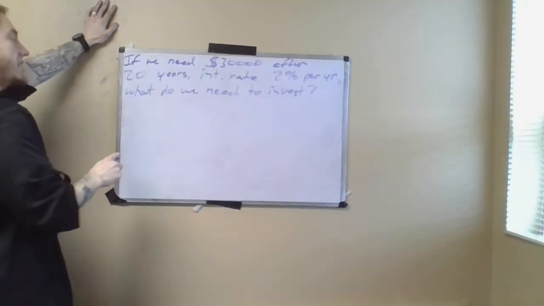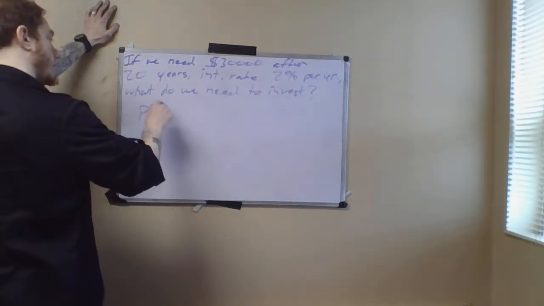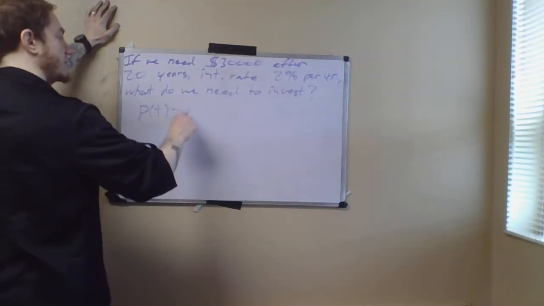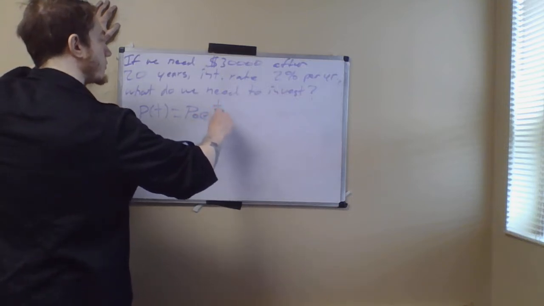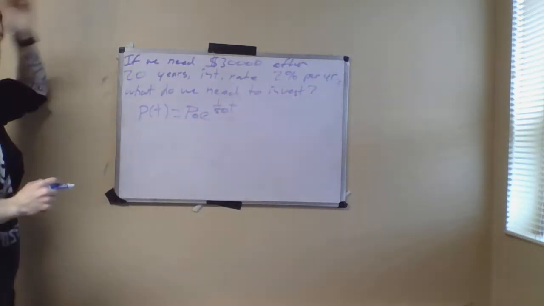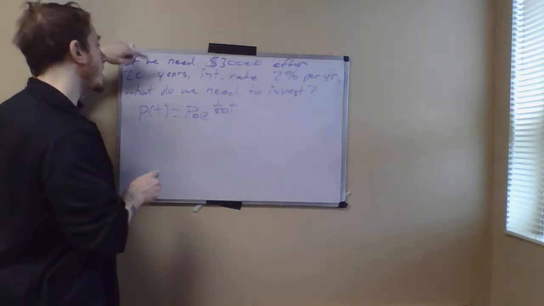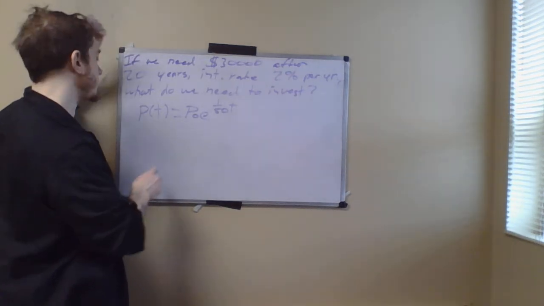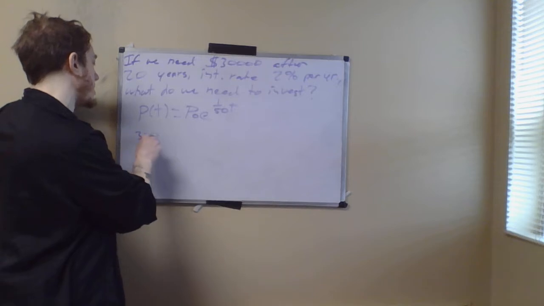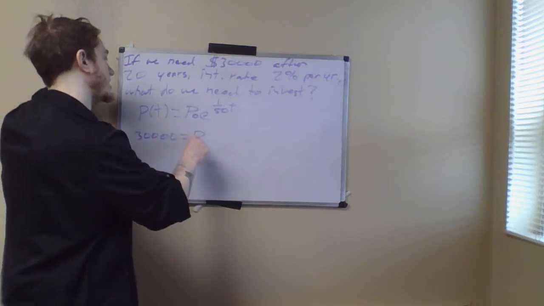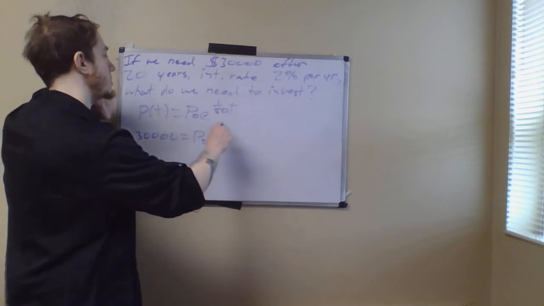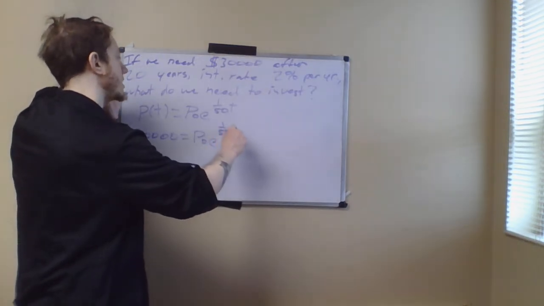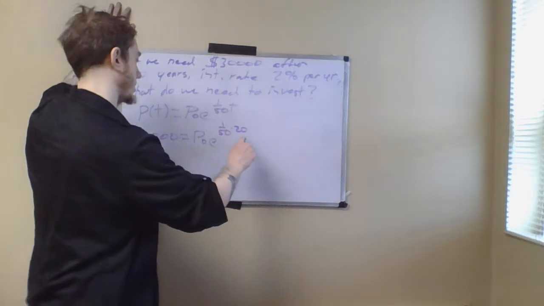Well, what we're going to say here is the amount after time t is going to be the initial amount times e to the 1 over 50 t. But we want to say that after 20 years, we've got $30,000. So I want $30,000 to be equal to the initial investment times e to the 1 over 50 times 20.